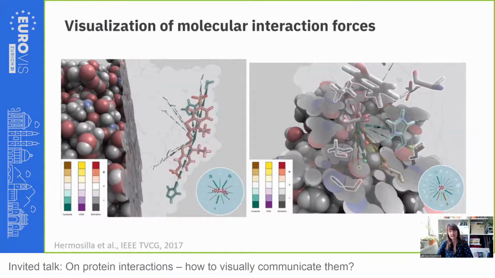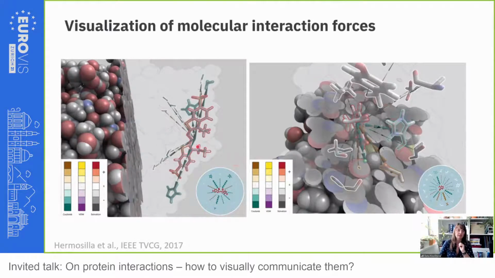And another very nice example of visualization of molecular interaction forces was presented, again a couple of years ago, by Pedro Hermosilla and his colleagues from Barcelona. You've actually seen this image already in the morning in the talk given by Victor, because he was also collaborating on this tool. So here we can see a very nice 3D visualization of a ligand approaching the protein, where the authors were using clip planes to really get insight into what's happening in the interacting space between the ligand and protein.